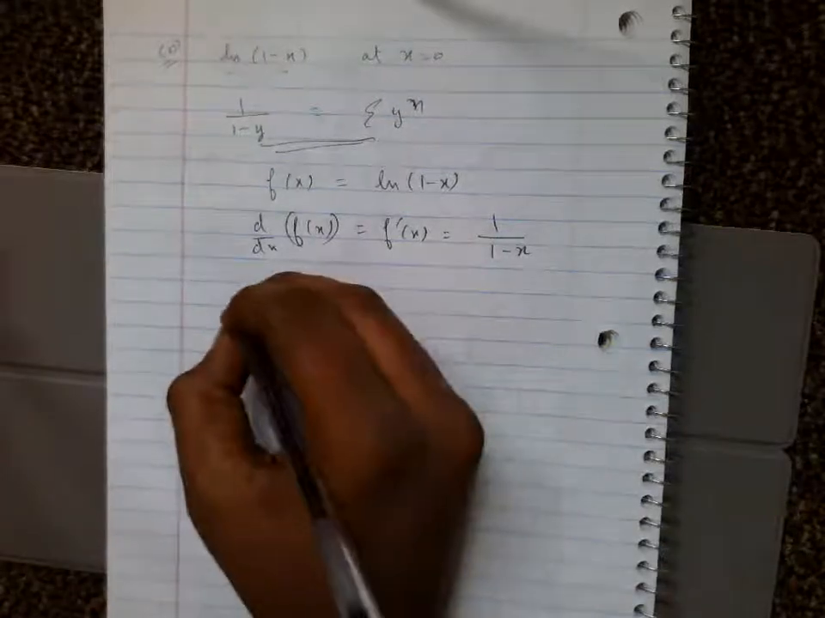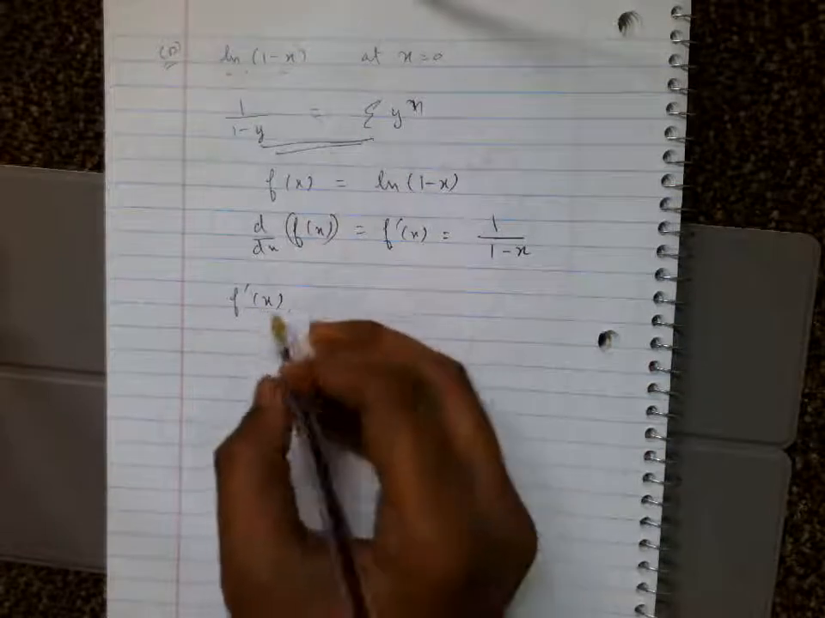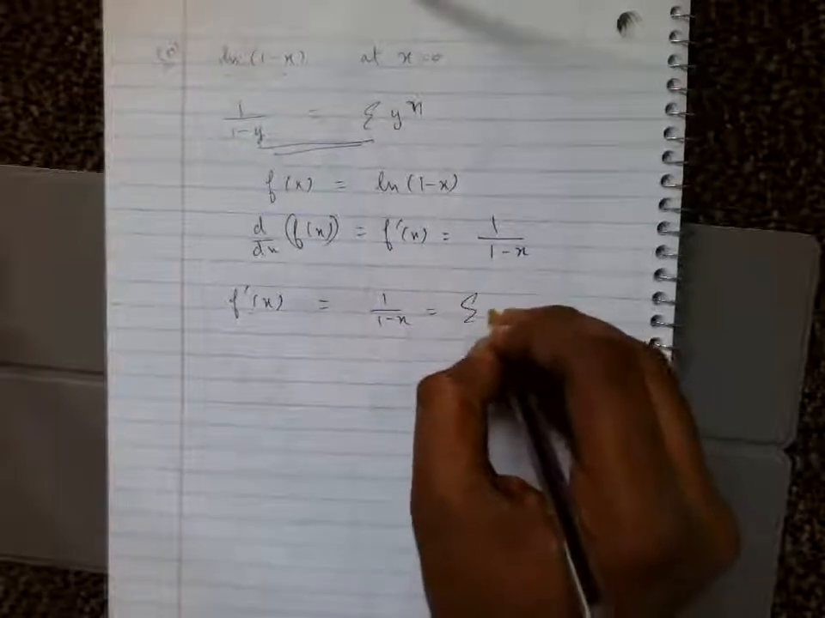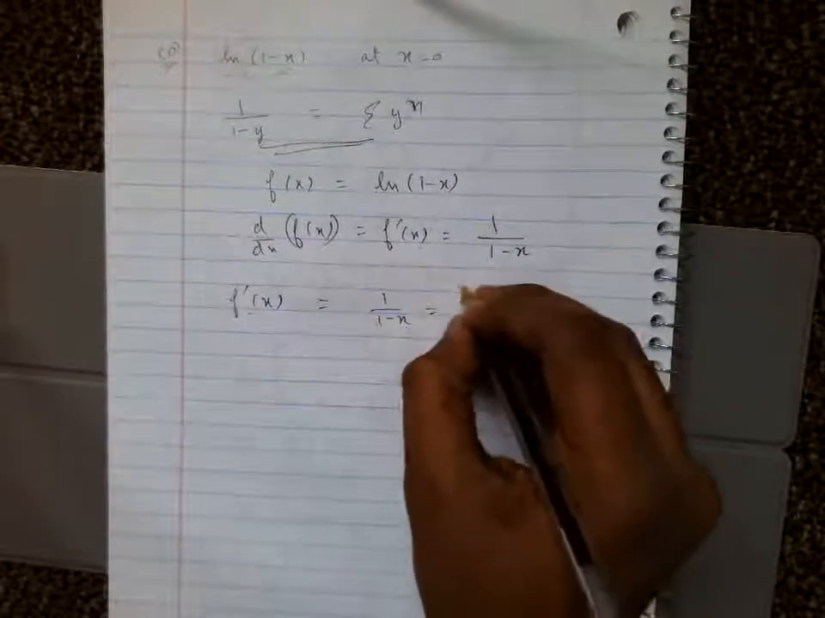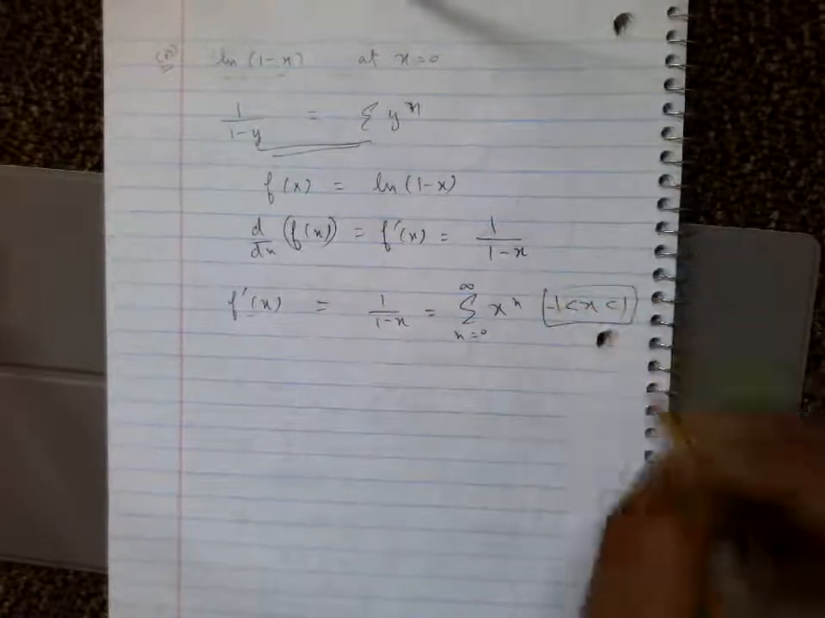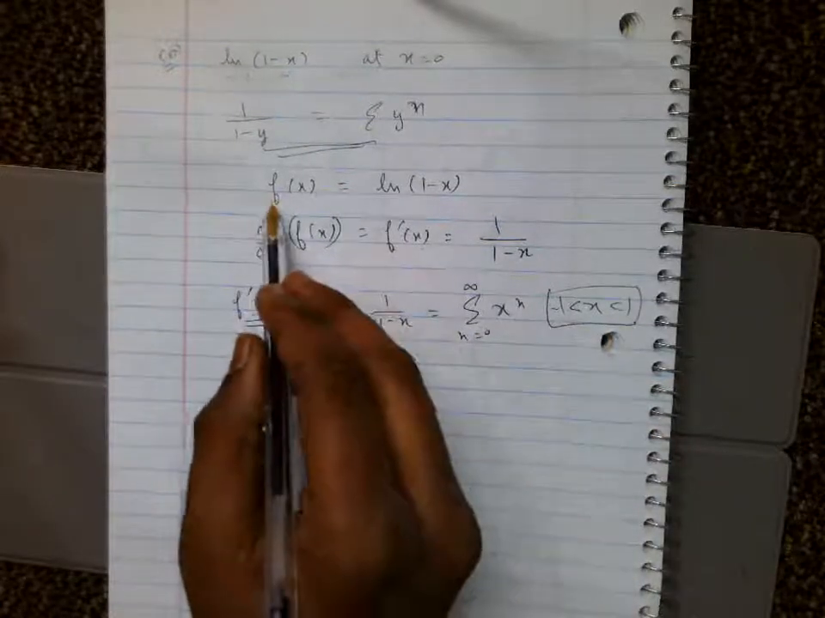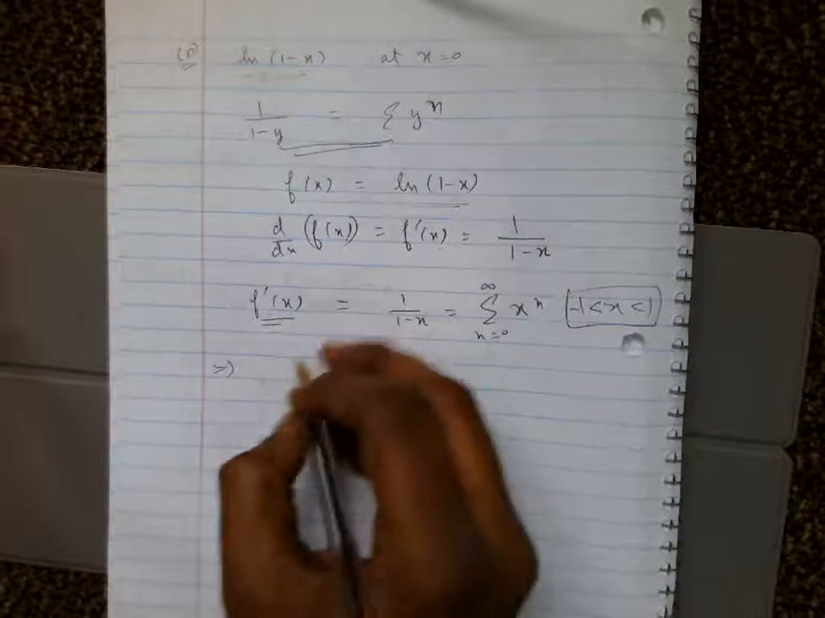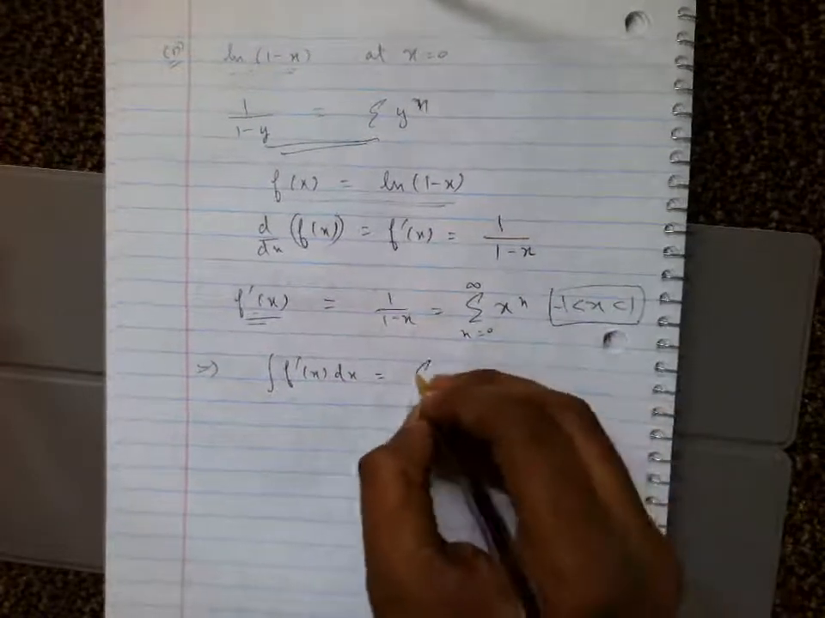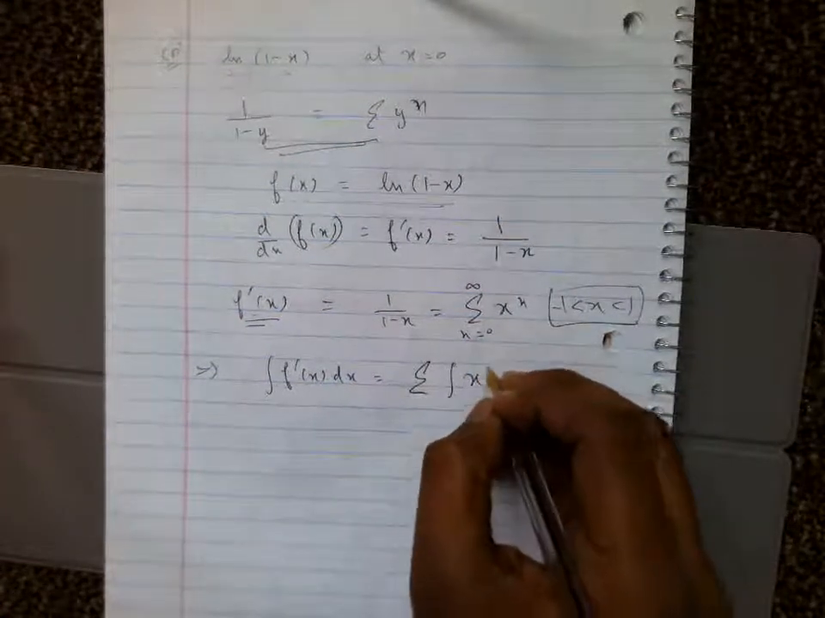Alright, so you know the power series expansion of the derivative of this function. So f prime of x can be written down as 1 by 1 minus x, which is just summation x to the power n, running from 0 to infinity, and the interval of convergence is minus 1 to 1. But this is the power series of f prime of x, and you want the power series of f of x. Then you just integrate this, and we know that for integrating a power series, you just integrate it term by term.